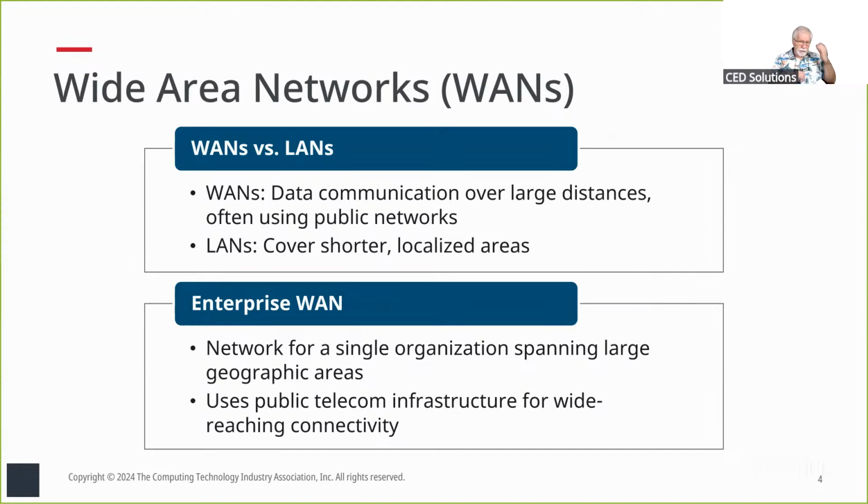They cover shorter distances. We see lots of wireless LANs because everybody's in close proximity to the wireless access point. And then we usually have collections of these local area networks, again, wired and wireless, that are joined together that constitute what we call a WAN, a wide area network.